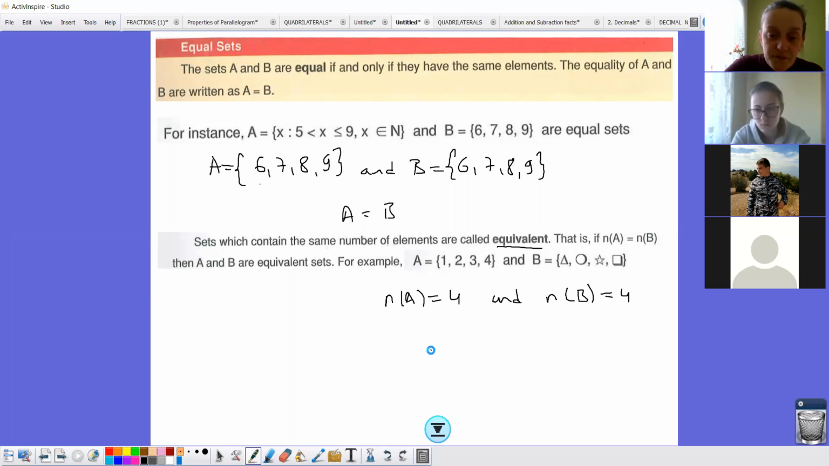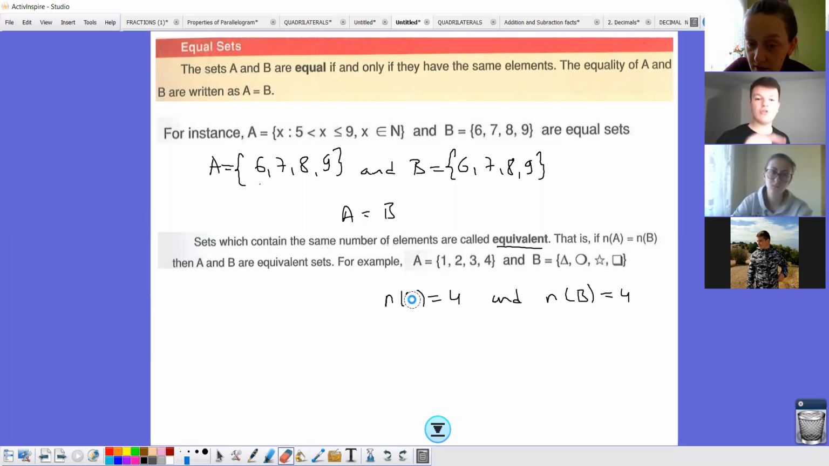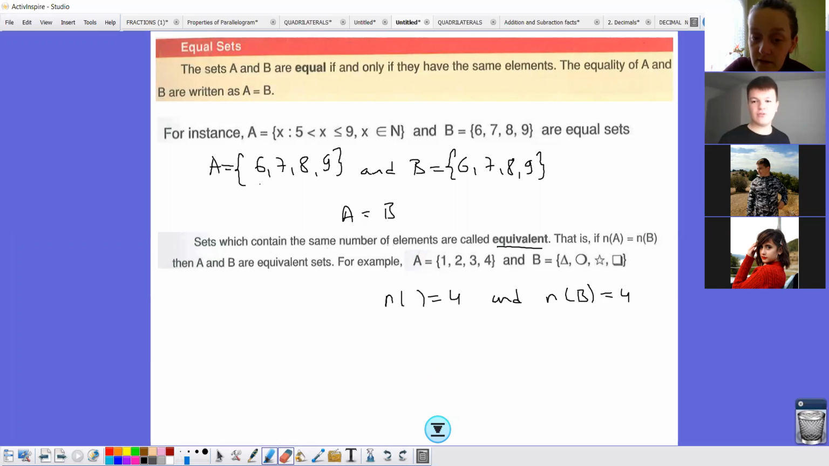Did we understand the difference between them? It's the number of elements, not what numbers are inside. It's not important what's inside, just the count. If you have exactly the same elements, they are equal sets. If you have the same amount of elements, they are equivalent sets.